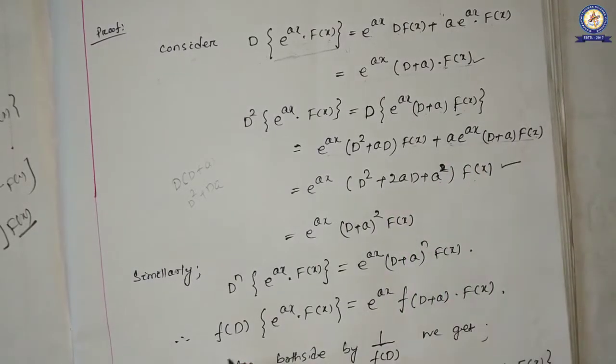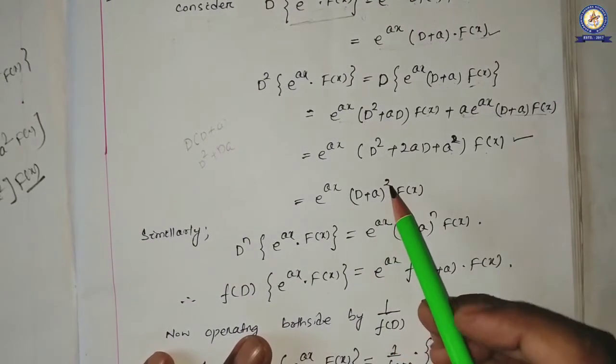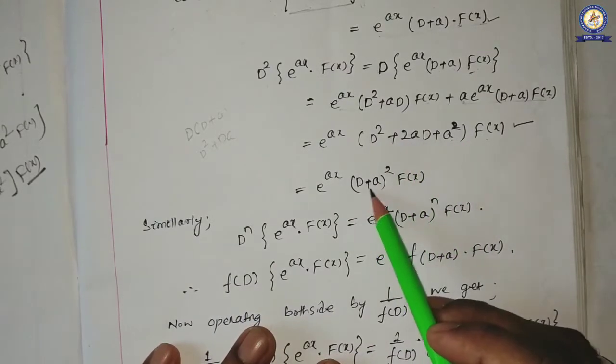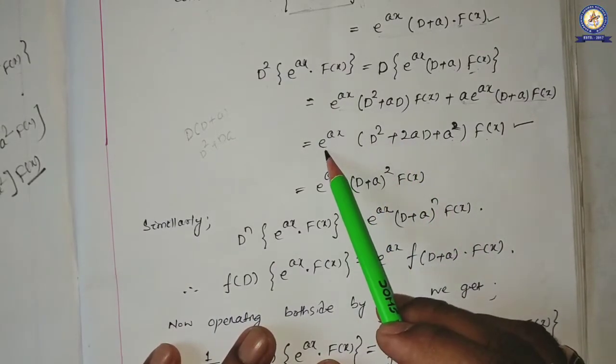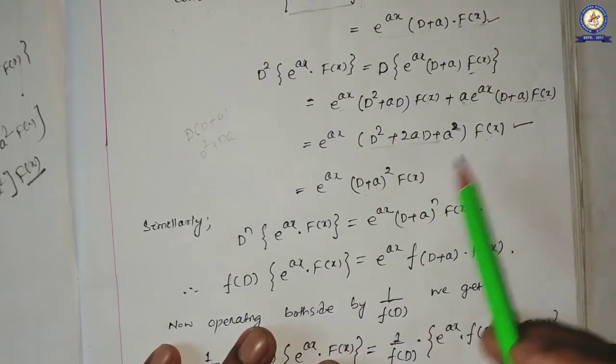Now, this is nothing but D plus a whole square. So e^(ax) times this is nothing but (D plus a) whole square f(x).